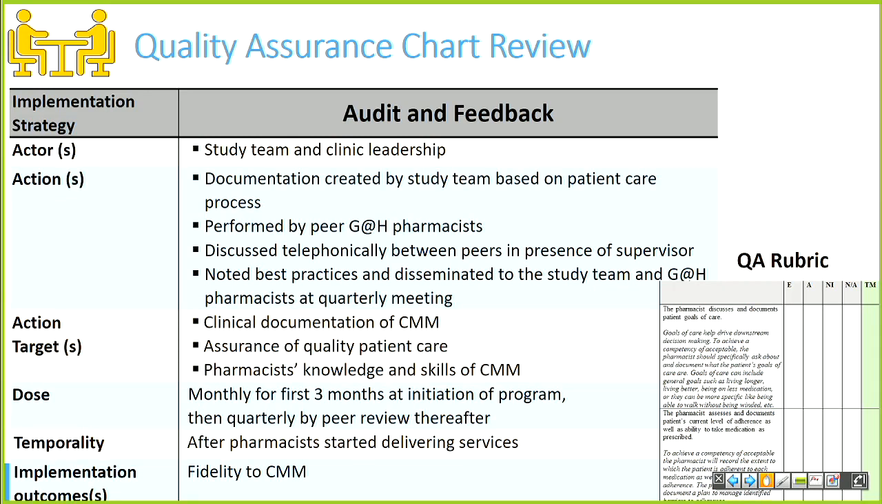So with this audit and feedback strategy, the actor was the study team and the clinical leadership. And the action was that the documentation was created by the study team. We performed basically a peer-reviewed pharmacist review of their CMM documentation. We discussed it because they were not based together, they would get together on WebEx and talk about what their feedback was to each other, where they could improve. They used this quality assurance rubric to review the whole note.